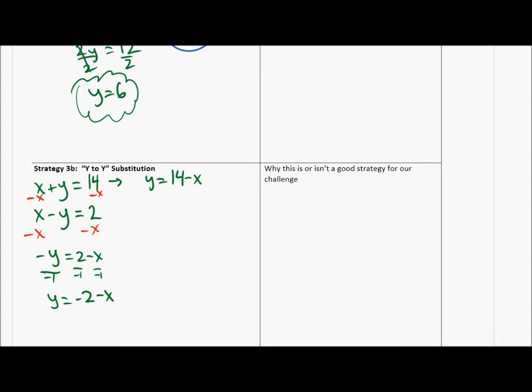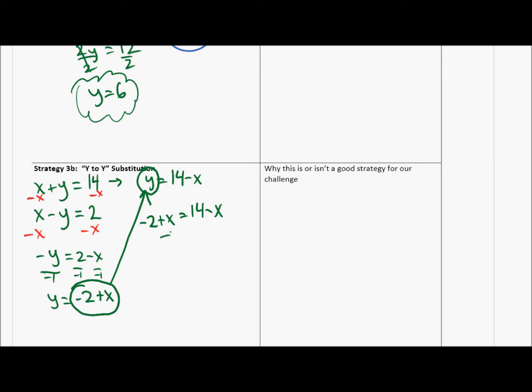Well, all the y to y substitution means is now we're going to take this expression, which we know is equal to y, from this equation, and we're going to substitute it into the other equation for y. So we're going to say that negative 2 minus x equals 14 minus x, and then we're going to solve this equation for x. Of course, I made another sign mistake here. This was a negative x, and I was dividing it by negative 1, so of course that is supposed to be a plus there.